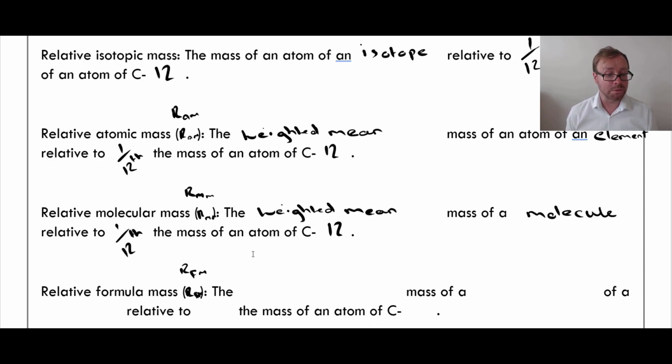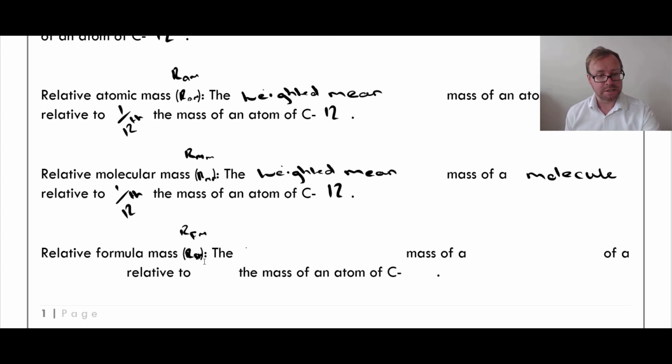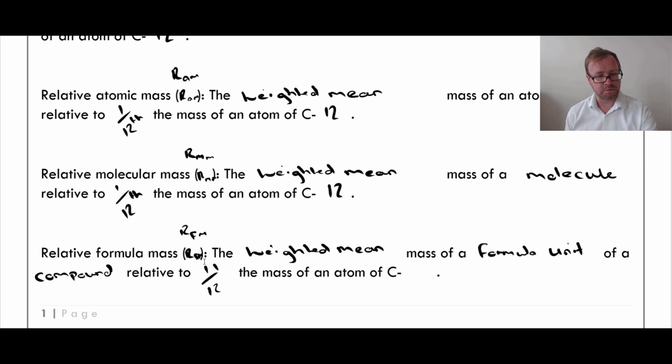Relative formula mass is, unsurprisingly, the weighted mean mass of a formula unit of a compound relative to, you've guessed it, 1/12 the mass of carbon-12. So you have to know these definitions off by heart. Moving on.